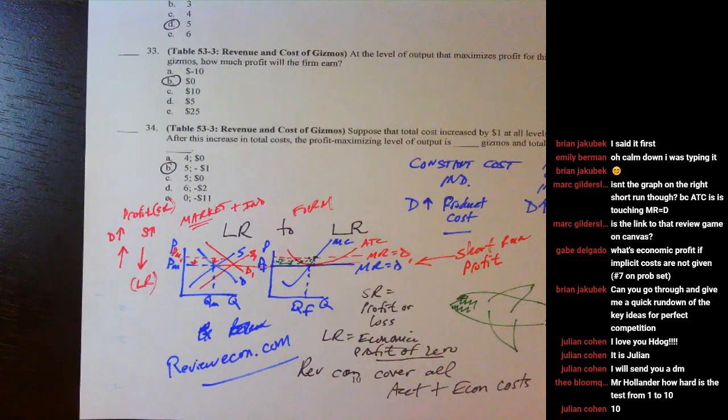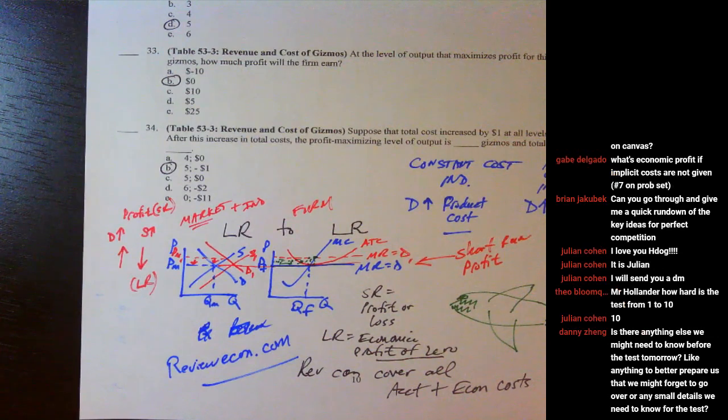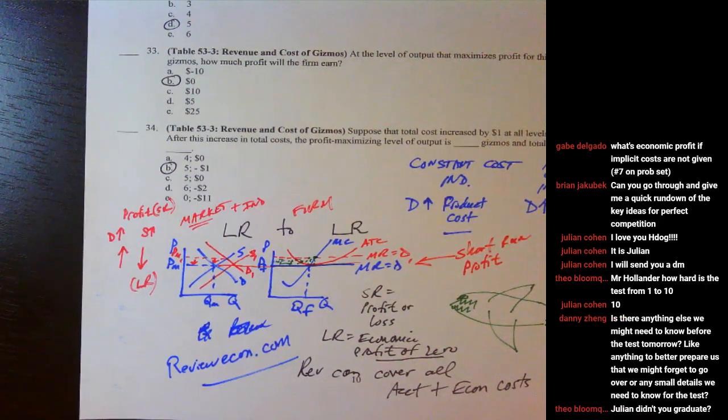Okay, let's see. Danny, maybe just go into reviewecon.com and just take a look at stuff for Perfect Competition. They've got a lot of good questions in there, multiple choice, graphing, things like that, graphing examples you can graph. It's got overviews of things.